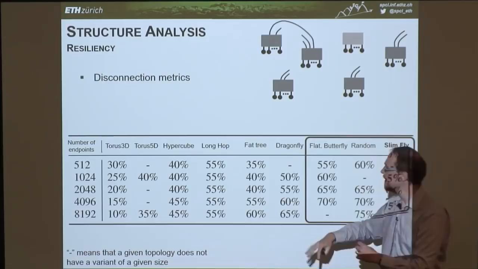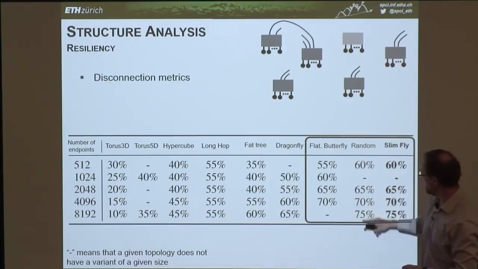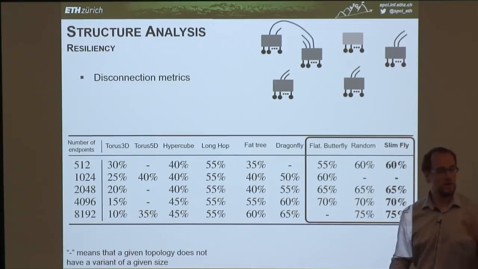And you can see with a fat tree, that's about 35% for small. Torus is really bad. Actually, it goes down if you have more nodes, because it's really too easy to disconnect one guy in the corner. While for random topologies and Slimfly, random is expected to be very good, because cables are laid out randomly anyway. And Slimfly is about as good as random, better than dragonfly, and better than flattened butterfly. Very unexpected as well, so it's one of those results where you look at it and go, oh. But actually, it makes sense graph theoretically, and we can talk about this offline.